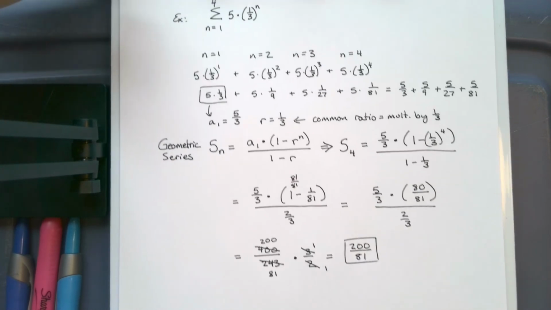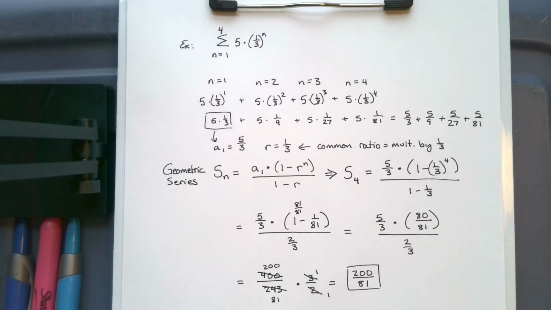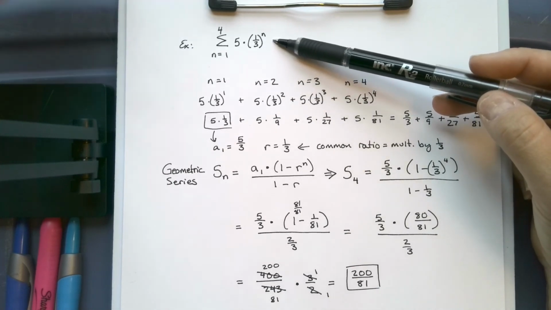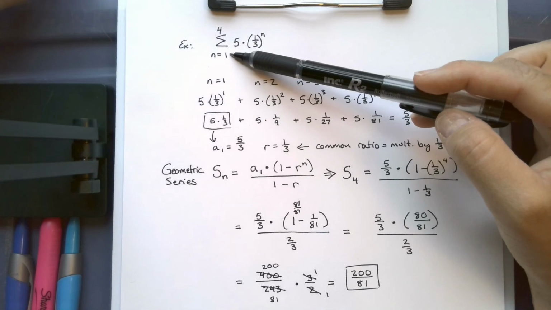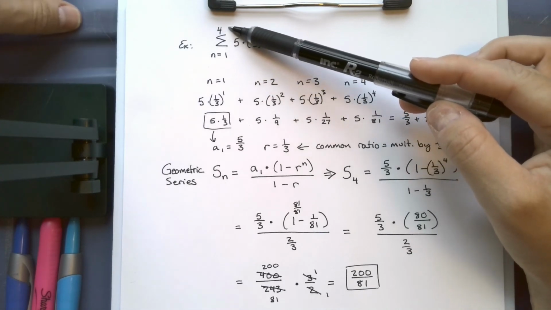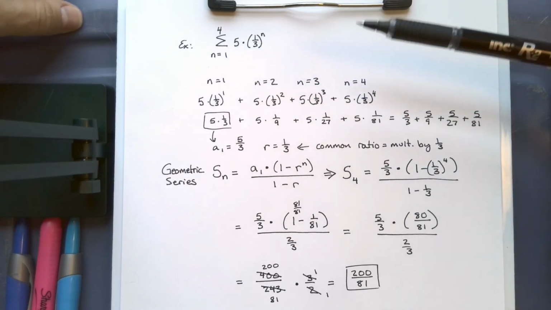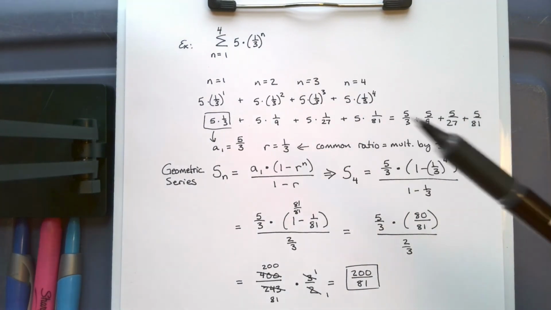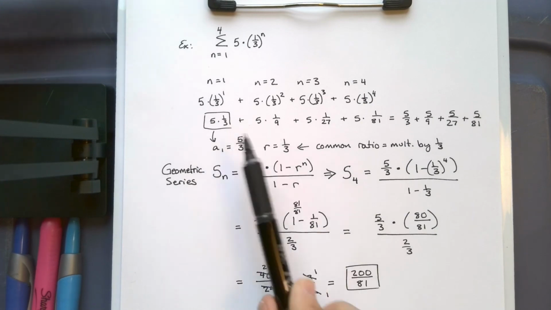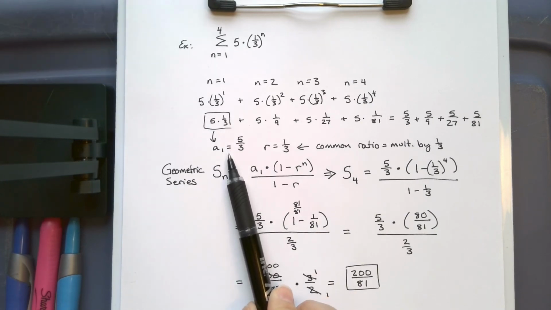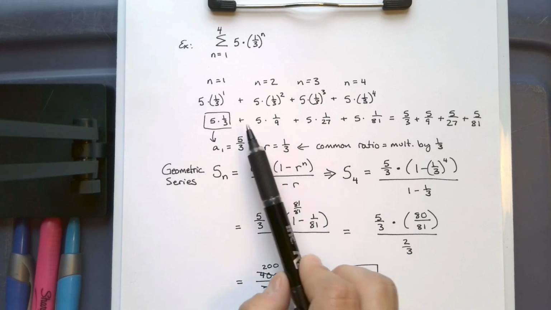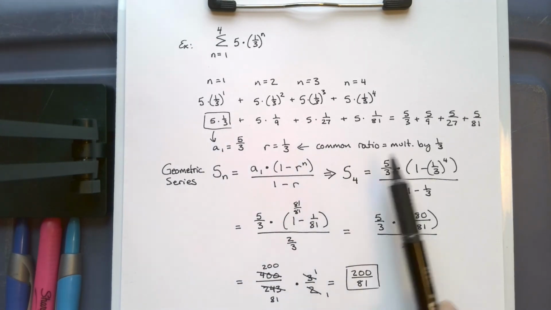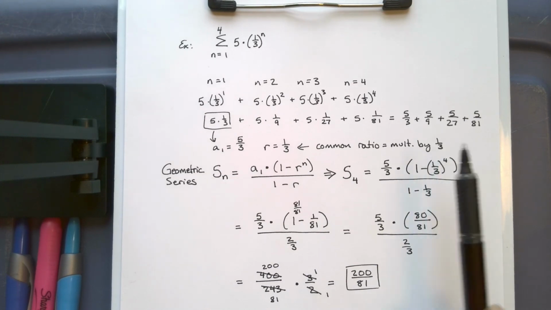So, just to recap, we started with this sigma build. We start with the first term. We want the sum of the first 4 terms. So I built my first 4 terms just to see what they would look like. Once I built them, I noticed, okay, I have my first term officially, A1, and I have the thing that's changing in between. The thing that's changing in between, in this case, is multiplying by 1/3, so I call that the R.